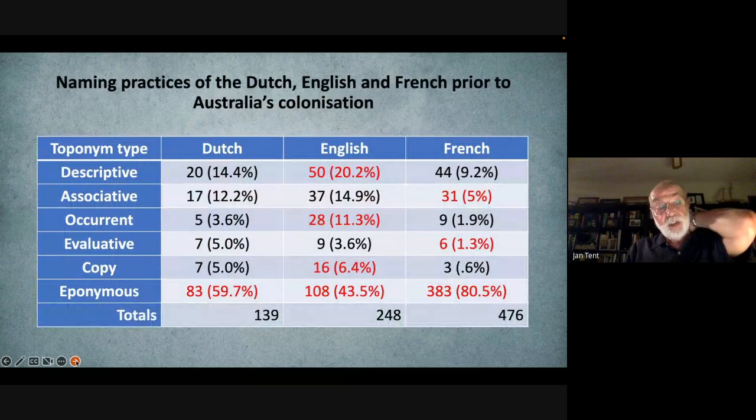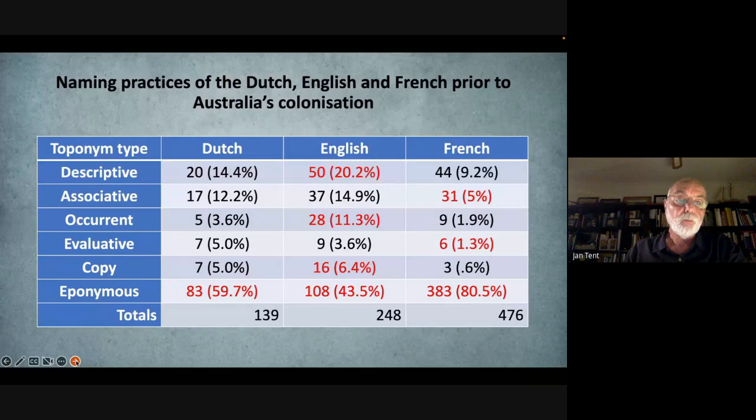I also did a study on the naming practices of the Dutch, English and French prior to Australia's colonisation. And this is the Dutch explorers and the English and the French explorers sailing around the coastlines of Australia and naming things. And I have here the following toponym types. Descriptive toponyms are describing a place. Associative: a place could be called Kangaroo Valley because there were kangaroos there, so the kangaroos were associated with the valley.